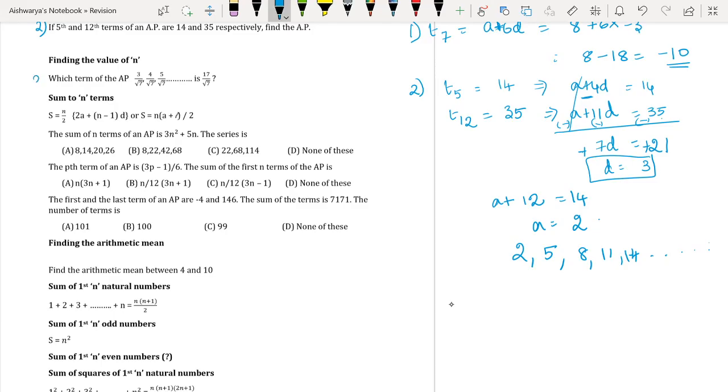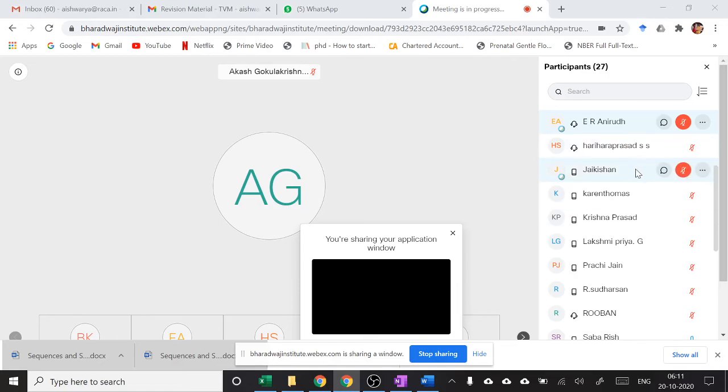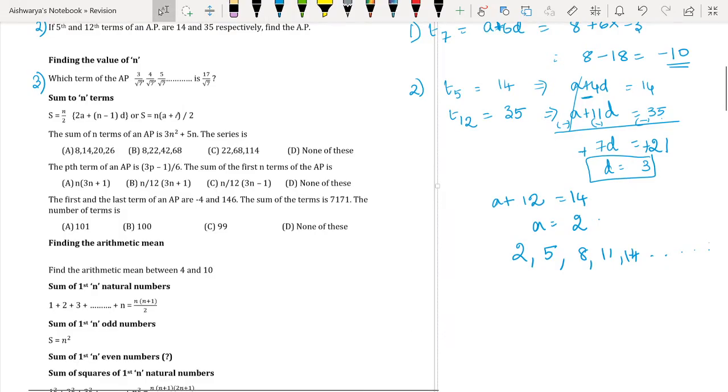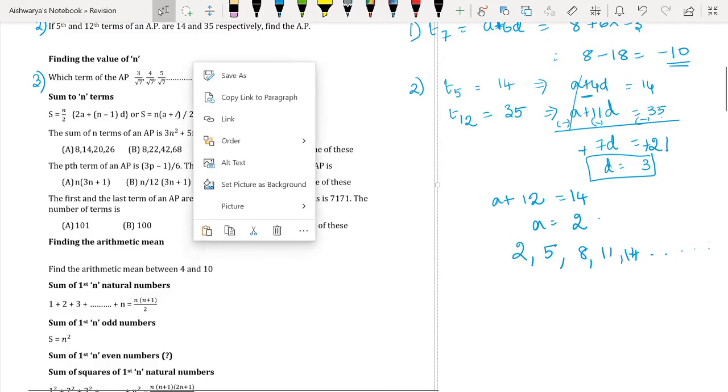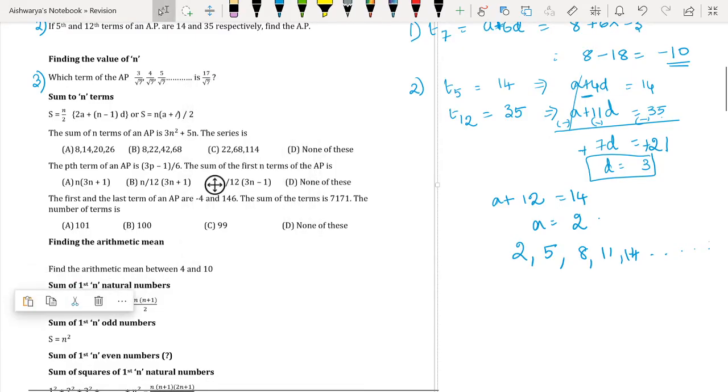Coming to the next question, the third question. Let's have another person. Jay Kishan, do you want to read? No, ma'am, I have a doubt in the second one. 14 minus 35 is minus 21, ma'am. This is also minus, 11 minus 4D is also minus. So both are minus, and minus becomes plus. Okay.